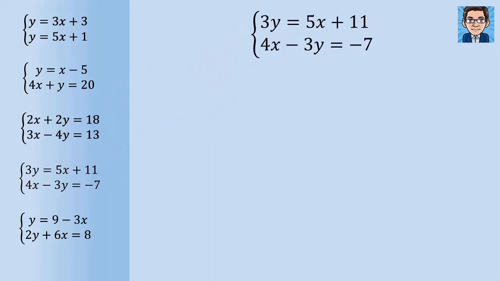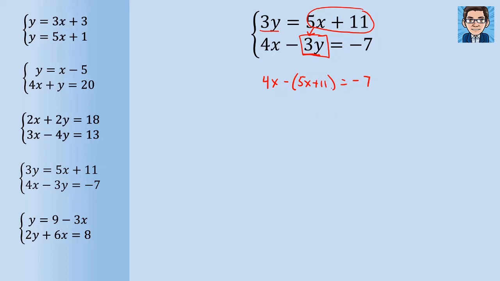Now in this equation, I wanted to show you that you don't always have to solve for x or y to substitute in if you recognize that two things are equal. So here we have a 3y and 3y. And because we know that 5x plus 11 is equal to 3y, we could substitute that in here for 3y. So taking the second equation and substituting in 5x plus 11 for 3y, we get 4x minus (5x plus 11) equals negative 7.